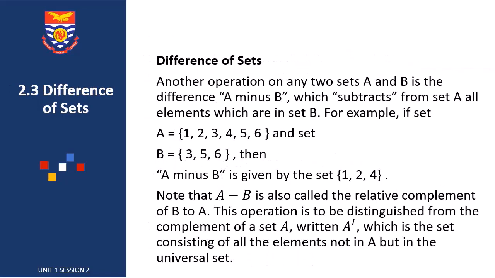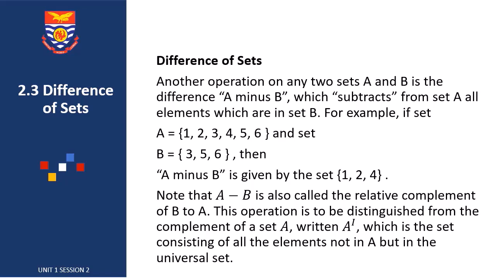We now look at the last item under section 2 of unit 1, which is difference of sets. The difference of sets is a way of subtracting one set from the other. So that if you have the two sets A and B, and you want to find A minus B, it means that you will subtract from set A all the elements which are in set B.